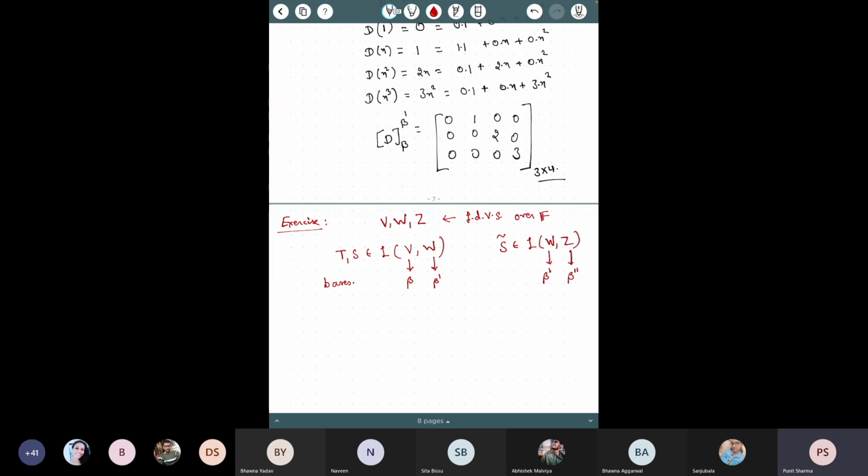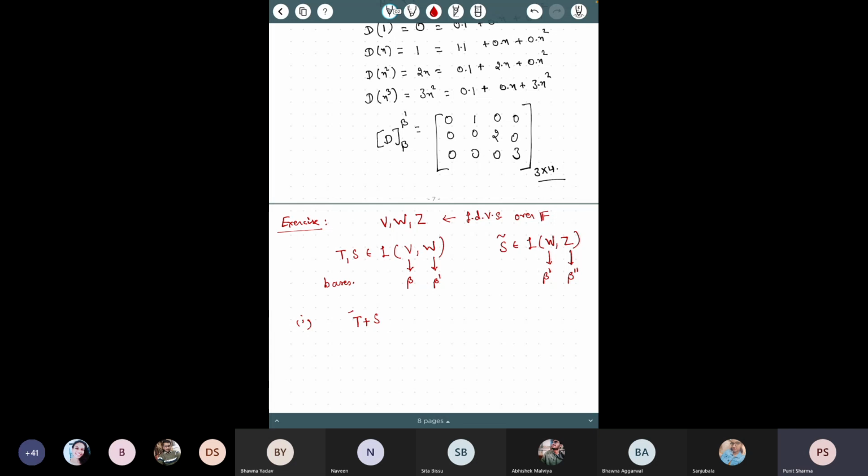Right. So we have fixed bases for all these vector spaces. Then we know that if I take the sum of these linear transformations T plus S, the sum is again a linear transformation from V to W. Since T and S both are linear transformations from V to W, their sum is again a linear transformation from V to W. And therefore I can talk about the matrix of the sum, right?